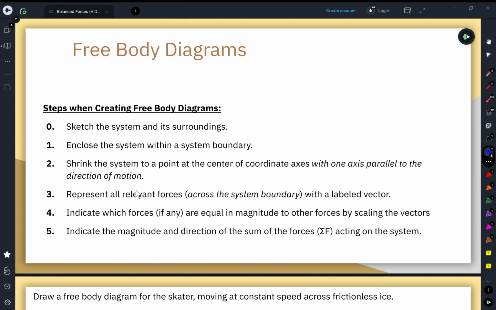Now, after you've shrunk that system to that point, step 3 is to represent those relevant forces that act across the system boundary from step 1. And make sure that we label those force vectors. So that way we can communicate what is causing the force, acting on what, and when we know it, what type of force that is.